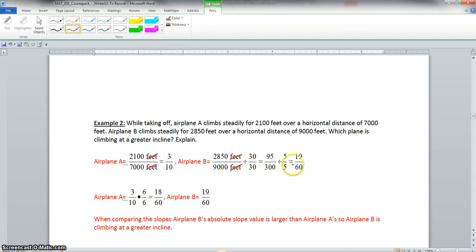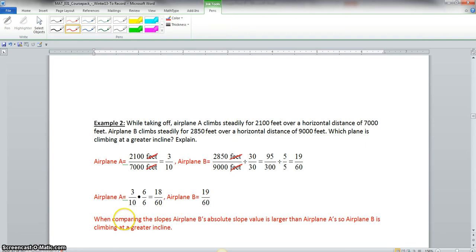We have to find a common denominator so we can properly compare these. So we know the common denominator of 10 and 60 is 60. So we would take this 3/10 and multiply it by 6 over 6. 3 times 6 is 18, and 10 times 6 is 60. So airplane A's slope is 18 over 60. Now airplane B, we have 19 over 60 since this already had a denominator of 60. And we know 19 over 60 is greater than 18 over 60.